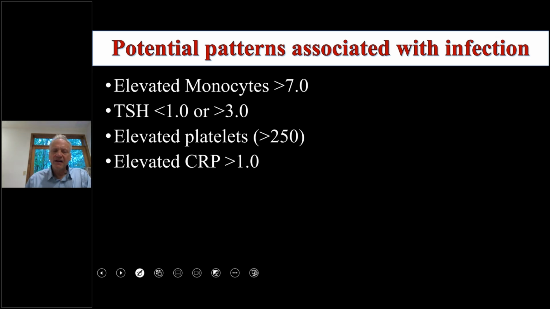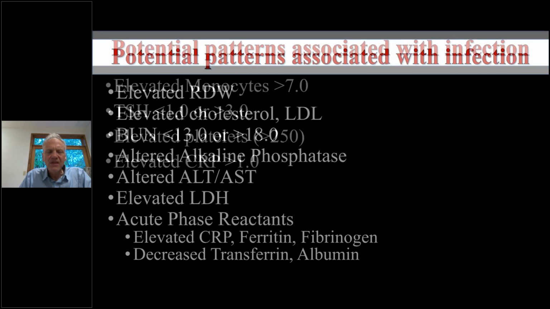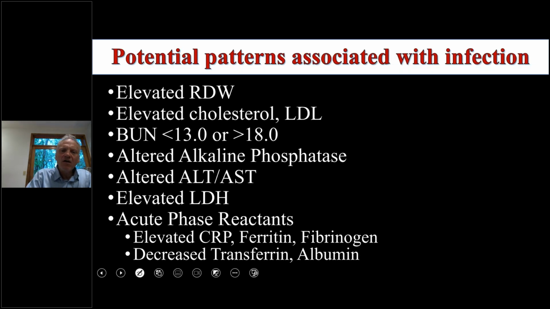But let me show you another scenario. The patient is fatigued, their TSH is lower than 1, platelets are 275. CRP is 3. I'm going to say, yeah, CRP is probably or could be related to that pattern that looks like infection. All right, so these are also things that are associated with chronic infection.